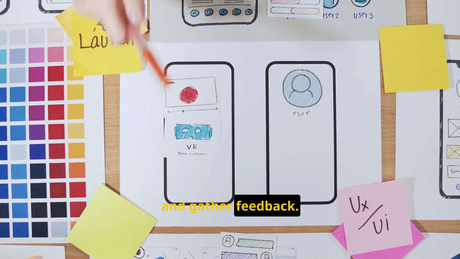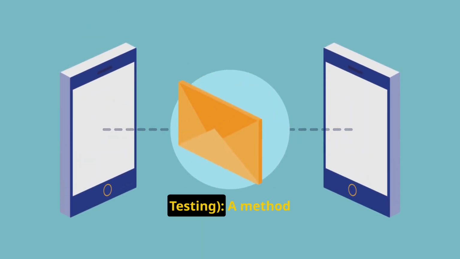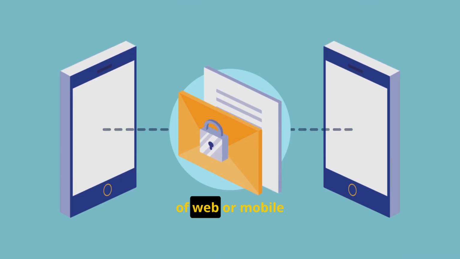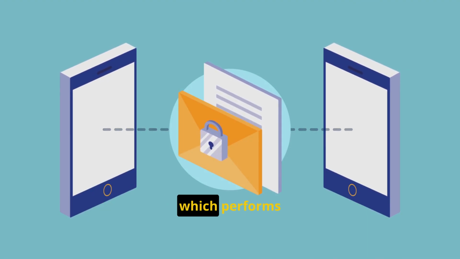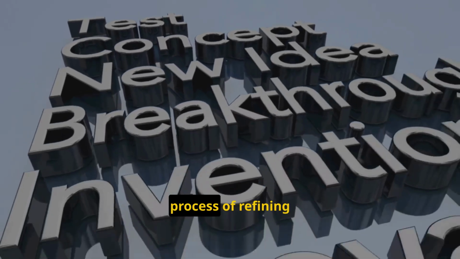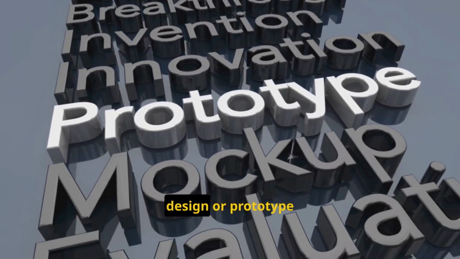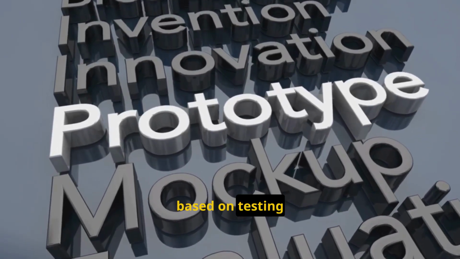A/B testing, split testing, a method of web or mobile testing where two versions, A and B, of a design element or screen are compared to see which performs better with users. Iteration, the process of refining and improving a design or prototype based on testing results and feedback.